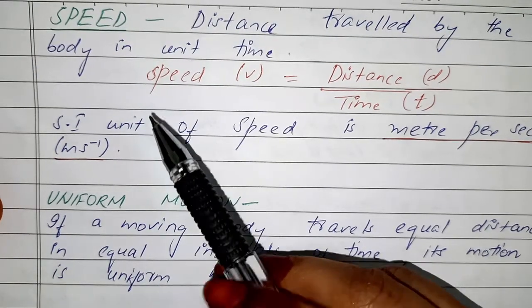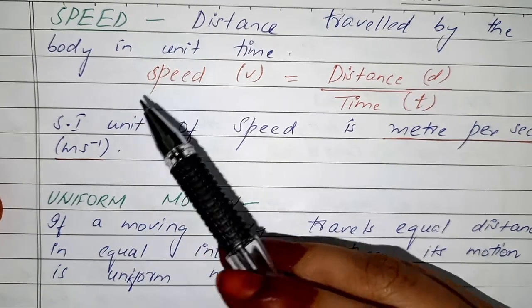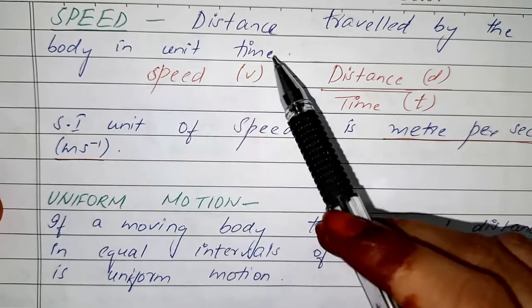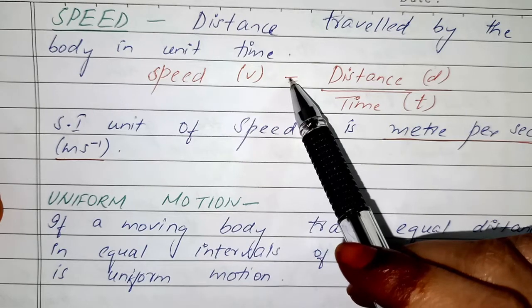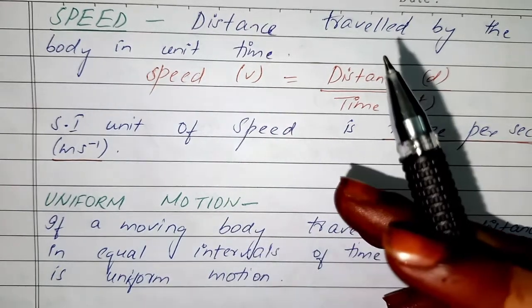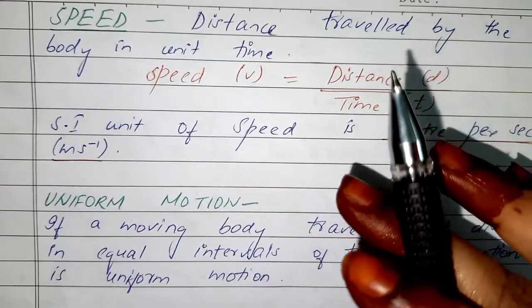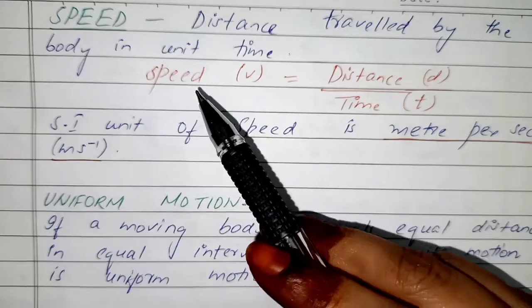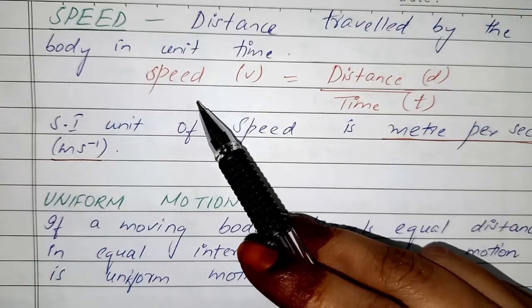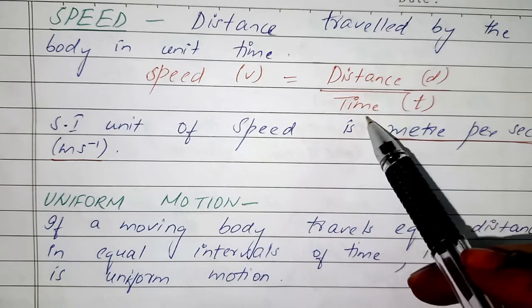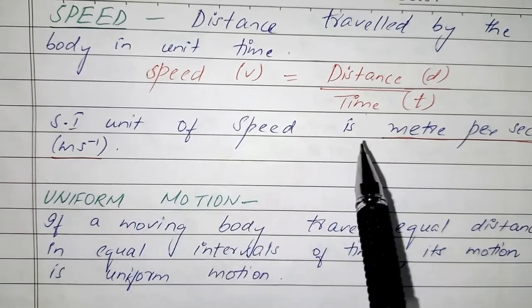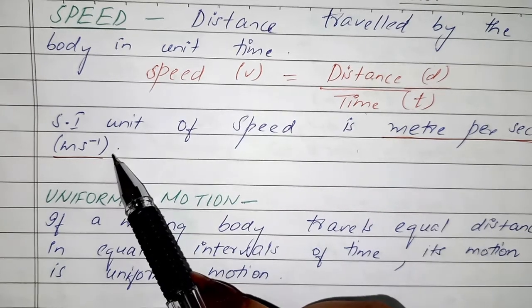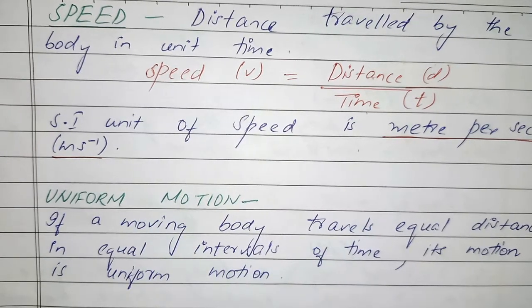Now the next topic is speed. What is speed? Speed is the distance traveled by a body in unit time. How much distance a body has traveled in a particular time is known as speed. The formula of speed is speed equals distance divided by time. The SI unit of speed is meter per second.